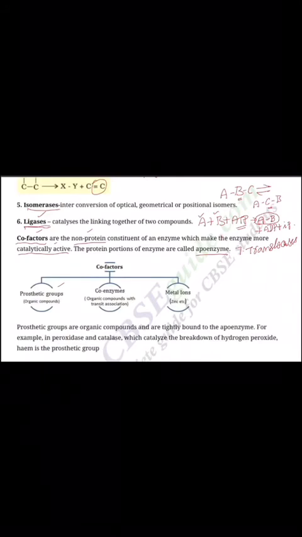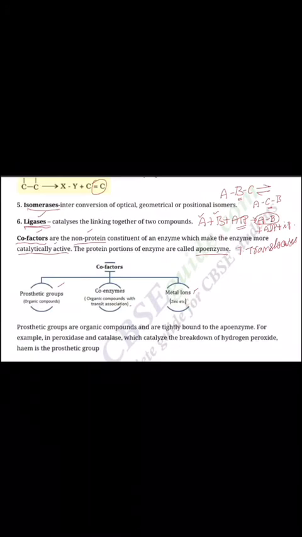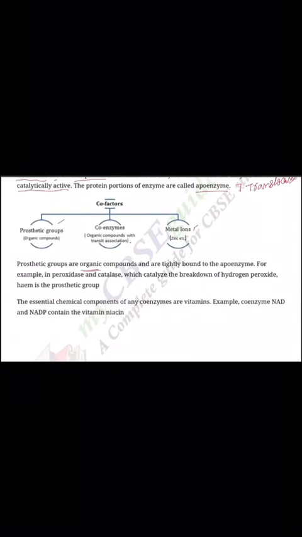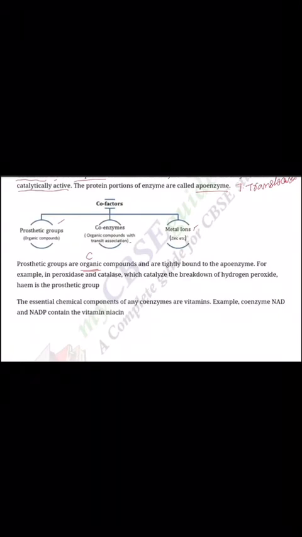So cofactors are having this. The prosthetic groups, that is organic compounds, coenzymes, organic compounds with the transit association, and of course metal ions like zinc, etc. So the prosthetic groups are organic compounds. See, when we say organic compounds, carbon is involved. Carbonated compounds are involved. So prosthetic groups are organic compounds and are tightly bound to apoenzyme. For example, in peroxidase and catalase, which catalyze the breakdown of hydrogen peroxide, heme is the prosthetic group.